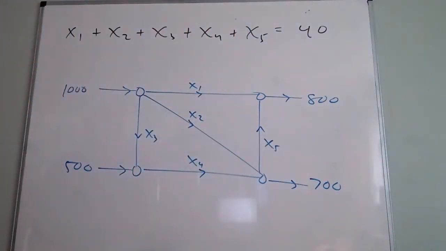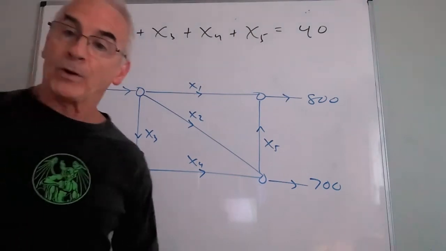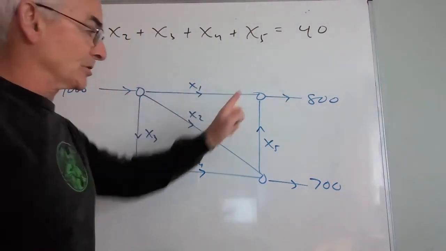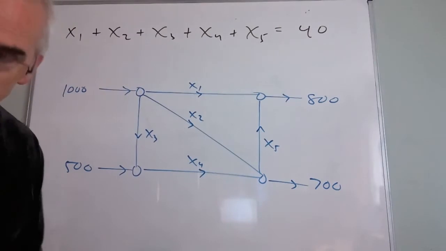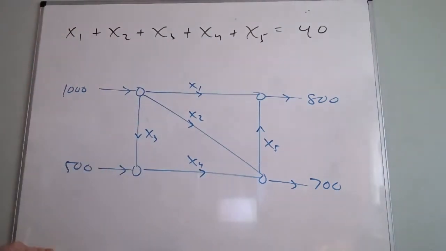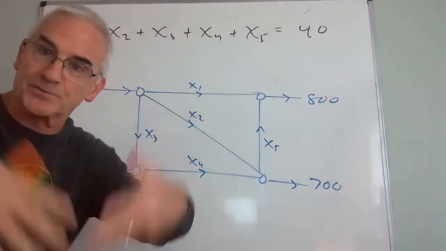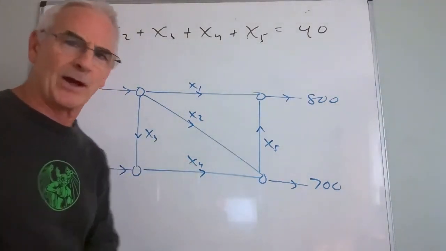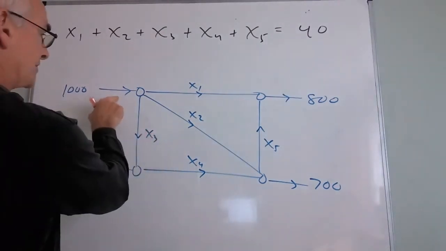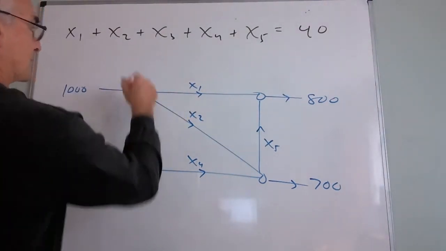Right now, there would be exactly 4 equations, one for each junction. For example, for the first junction, the amount going in has to equal the amount coming out. Otherwise, you have cars falling into black holes, which is below average. So the first one, I have 1,000 in, and I have X1 plus X2 plus X3 coming out.